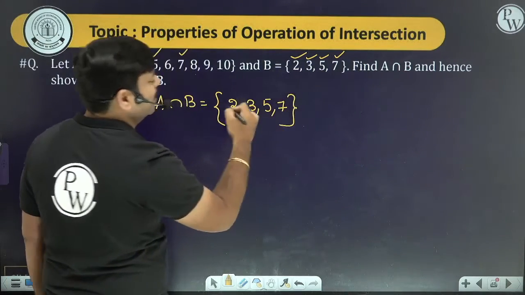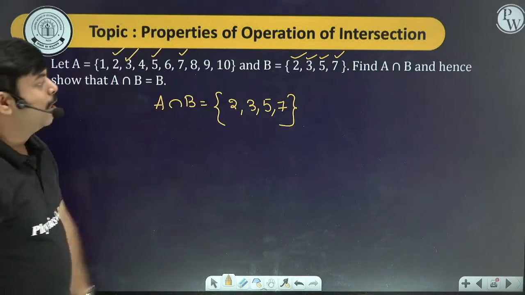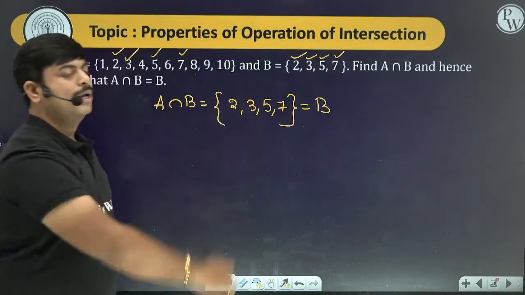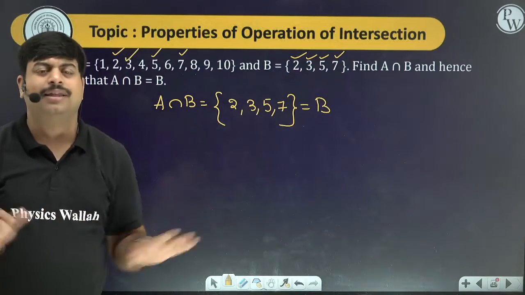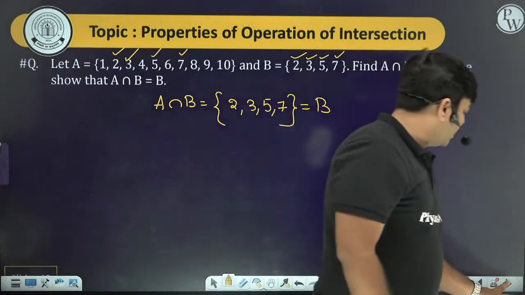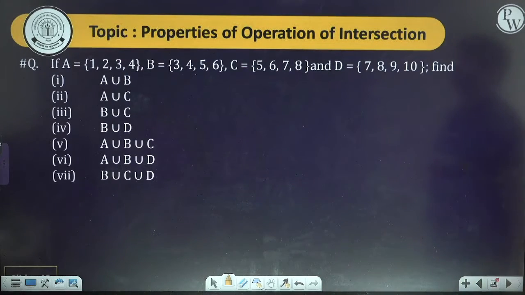If you carefully observe, A intersection B and the set B are both the same. So it is enough to show that A intersection B is the same as set B. Nothing much. Straightforward question. Although the question looks very difficult, it's very easy. Right. So we have more questions, people. I'm going to cover a few of them for today.